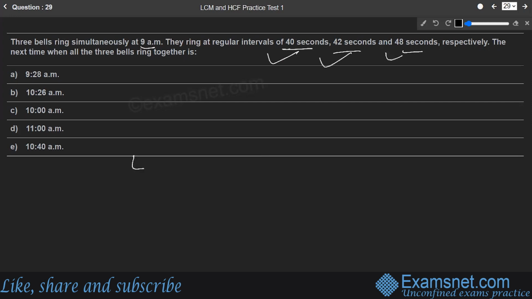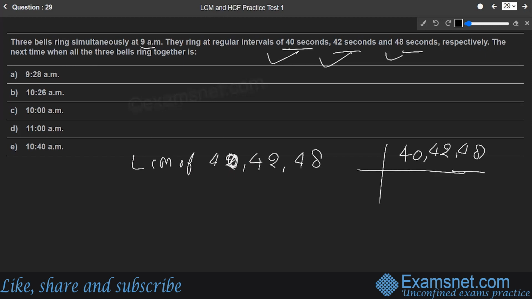Let us try to find out the LCM. Okay, LCM of 40, 42, and 48 we are supposed to find out. We can quickly do that. We have a method of finding out the LCM. Okay, all those numbers are getting cut by 2. So we can cut them by 2. It's going to be 20, it's going to be 21, it's going to be 24. So again, we can divide it by 2. So it will give us 10. 21 will not be cut, so it will be as it is. 24 will become 12. We can again cut it by 2.